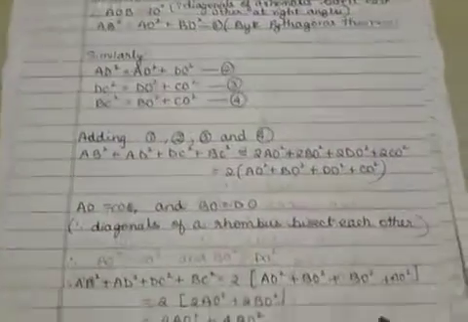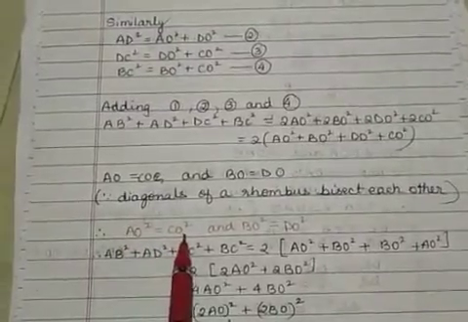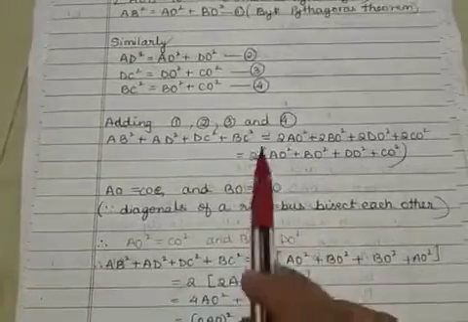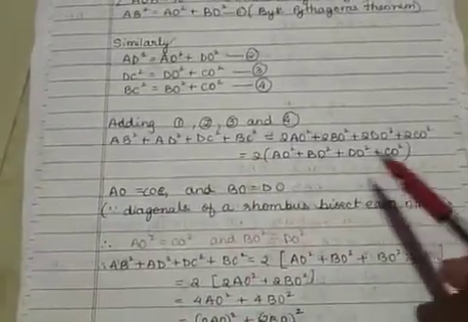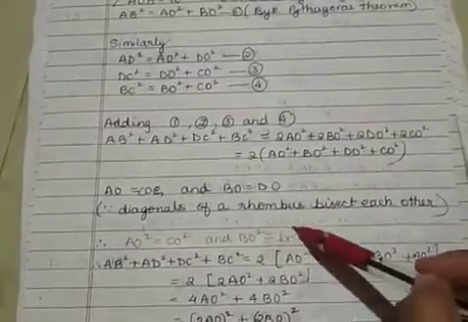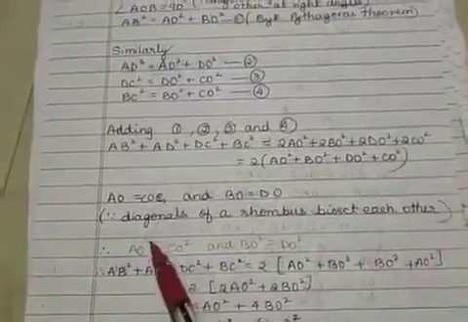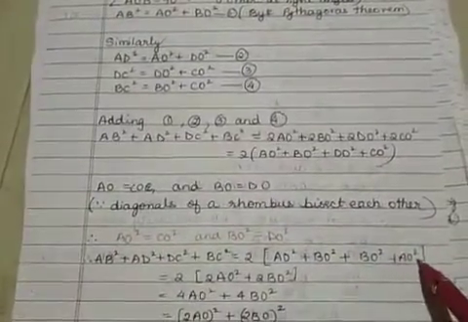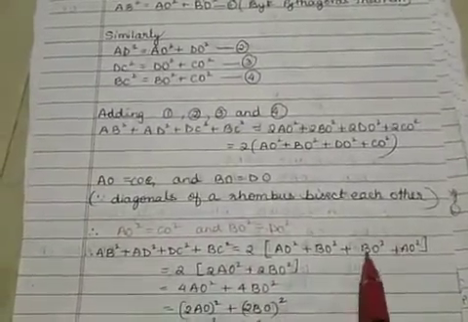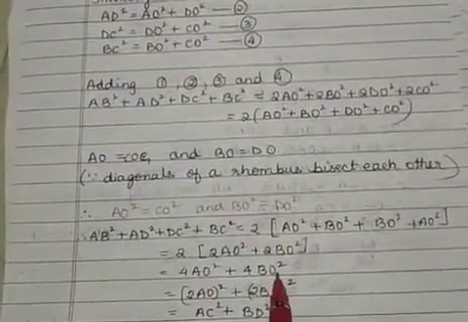So if AO is equal to CO, AO square will be equal to CO square and BO square will be equal to DO square. So let us substitute that. So 2 times AO square plus BO square, and for DO square I am substituting BO square, and for CO square I am substituting AO square. Okay, so we get here 2AO square plus 2BO square. So it becomes 4 times AO square plus 4 times BO square.